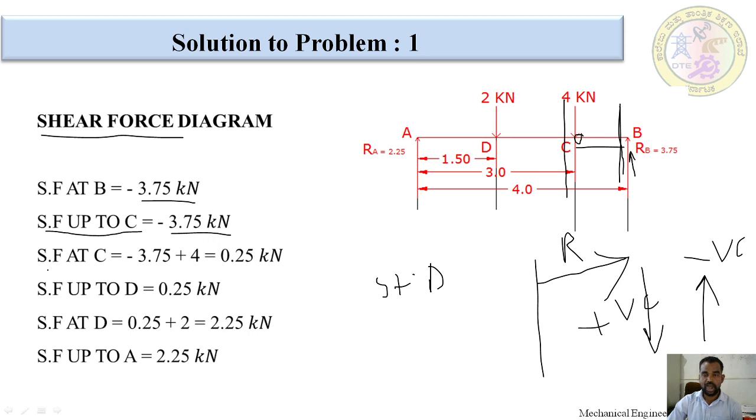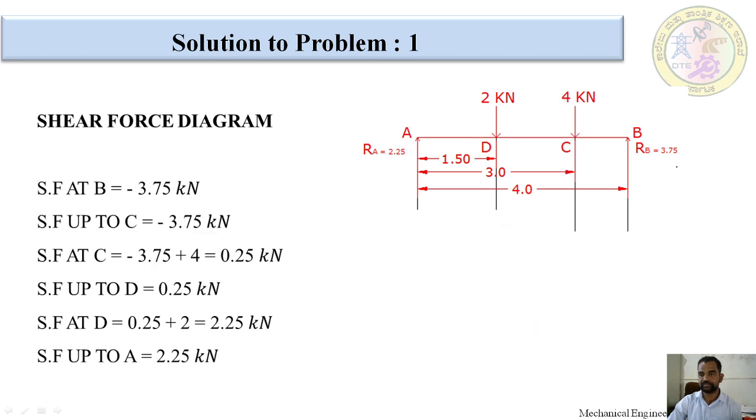Now I want to calculate the shear force at this section. Always start the calculation from the right corner. Firstly, upward force will be negative, and this downward force will be positive as per the sign convention. For that reason, upward force is minus 3.75 plus positive force 4 kilonewton, which gives 0.25 kilonewton after calculating.